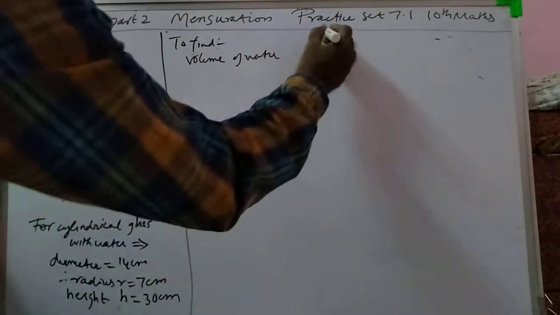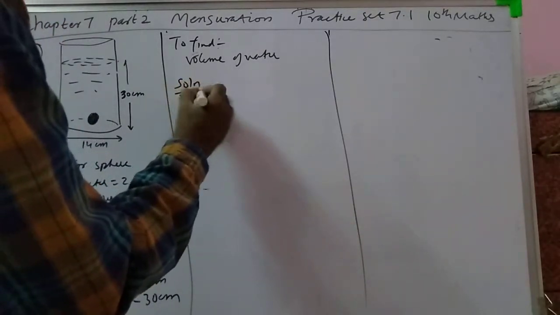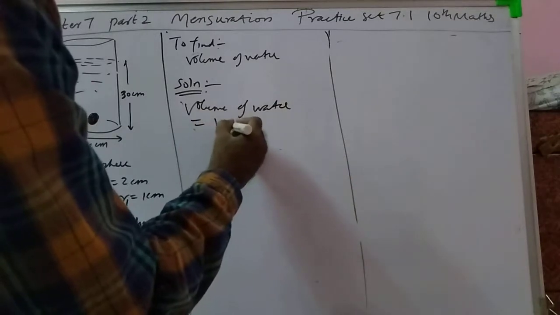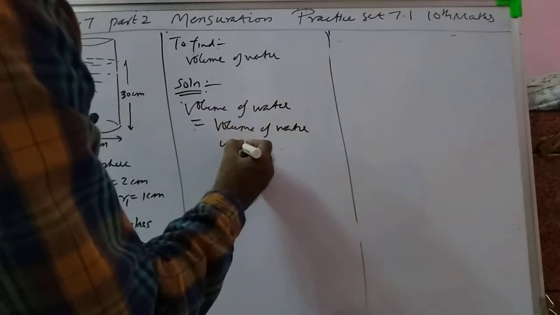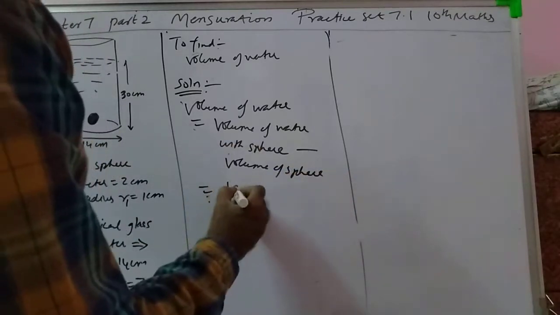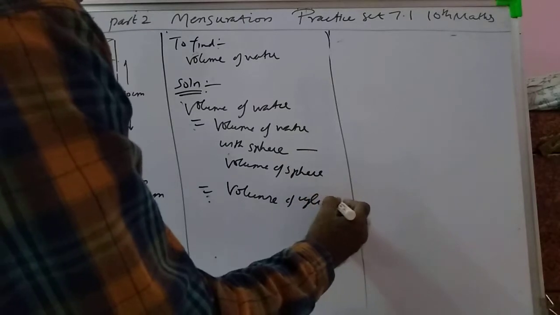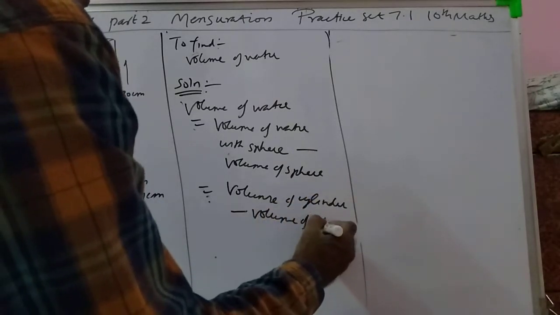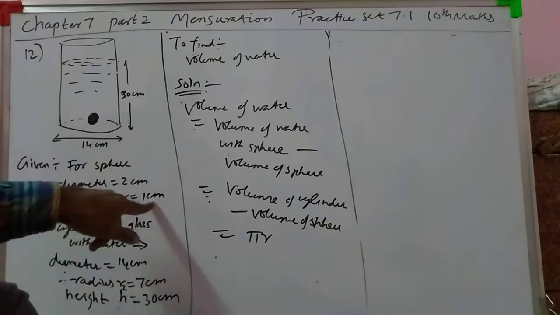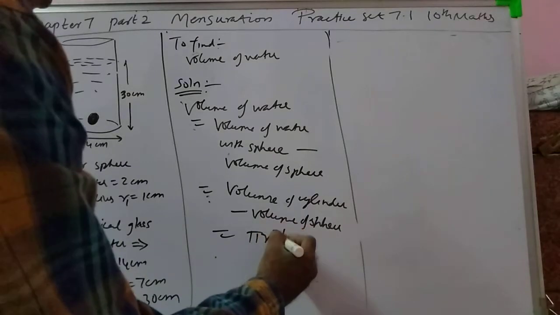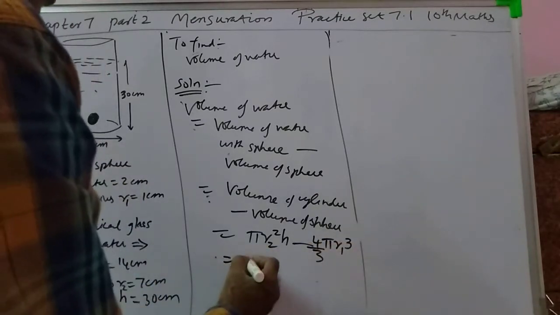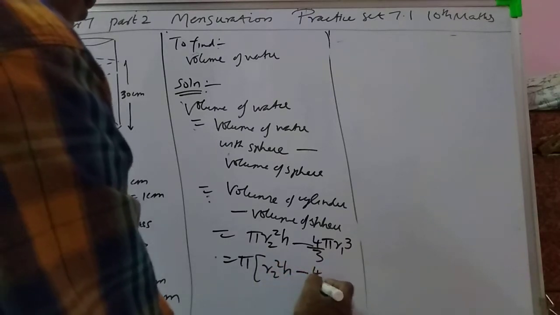Solution: volume of water is equal to volume of water with sphere minus volume of sphere. That is nothing but volume of cylinder minus volume of sphere. For the formula, you can take radii as r1 and r2 because they are different: here 1 centimeter, 7 centimeter. So pi r2 square h minus 4/3 pi r1 cube. Pi is common, take it out: pi into r2 square h minus 4/3 r1 cube.